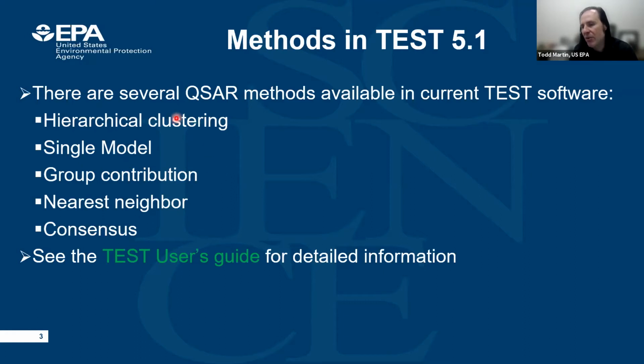There's what I call a hierarchical clustering method, a single model method, a group contribution method, nearest neighbor, and consensus. I'll go through each of these in turn, but I just want to show you that there's a bunch of different methods available in this tool. And there's a user's guide in PDF form when you download the downloadable TEST application, which goes into detail on all these different methods that you have access to.